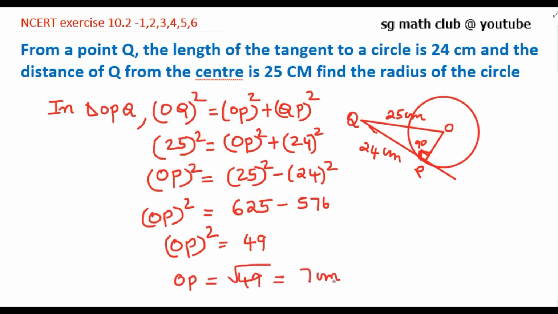OP is equal to square root of 49, which is equal to 7 centimeter. So we have used the property, the angle between the radius and the tangent at the point of contact is 90 degrees. So we got a right angle triangle using which, by the Pythagoras theorem, we found out the radius of the circle OP as 7 centimeter.